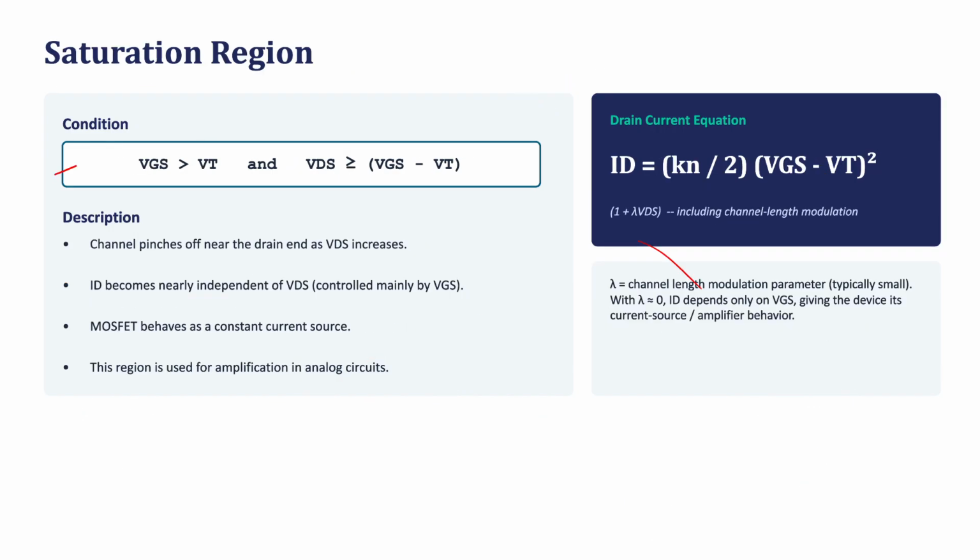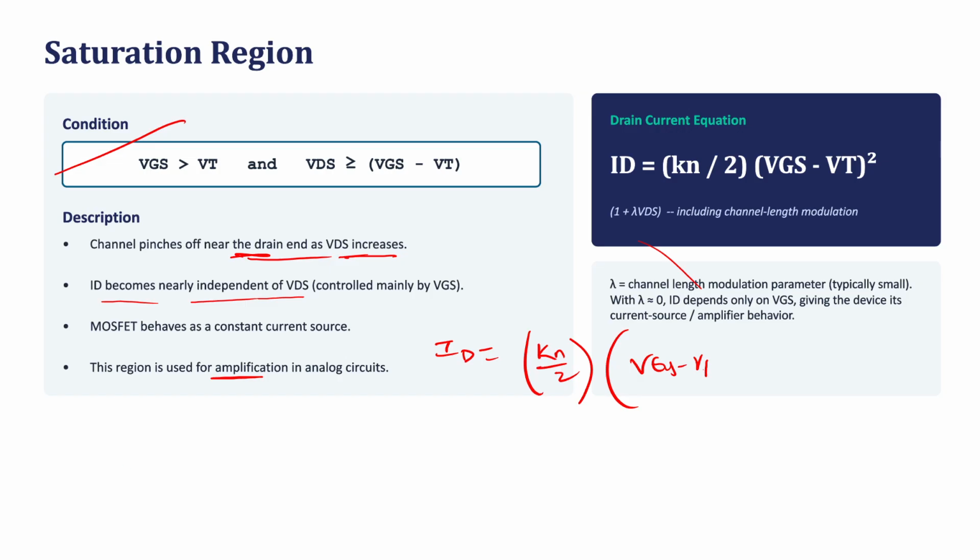Coming to the saturation region, this is the condition. The channel pinches off near the drain end as VDS increases. Whenever you increase VDS, pinch off takes place at the drain terminal. So the IDS becomes nearly independent of VDS. There is only a small flow of current. The MOSFET behaves as a constant current source. This region is used for amplification purposes.